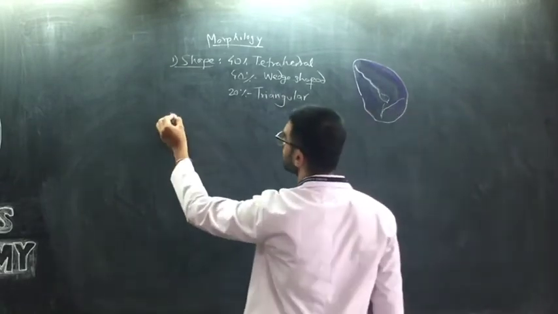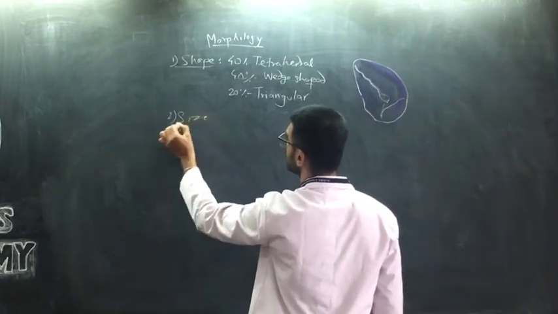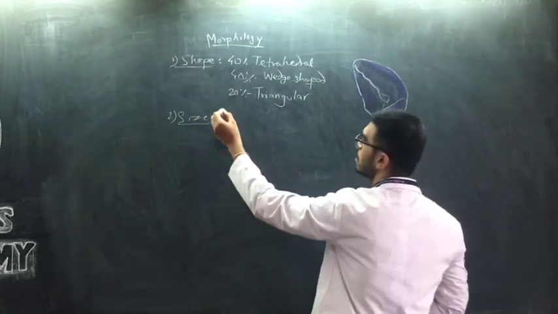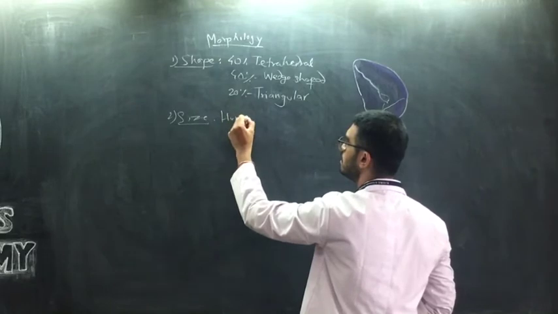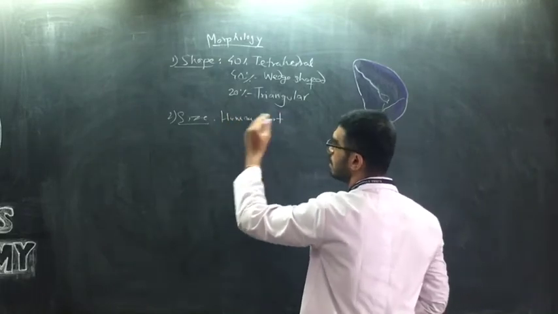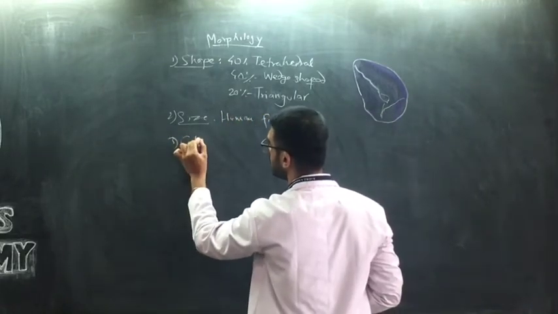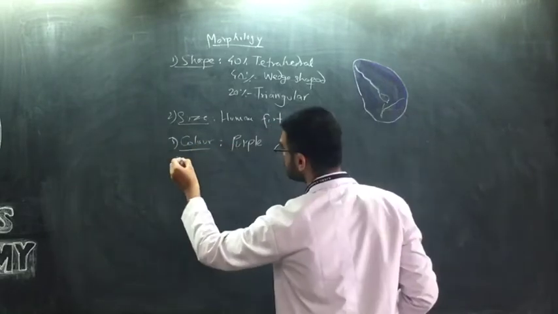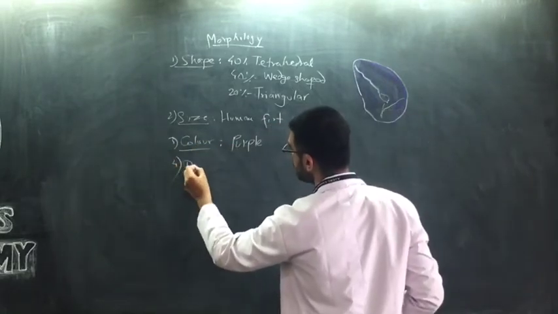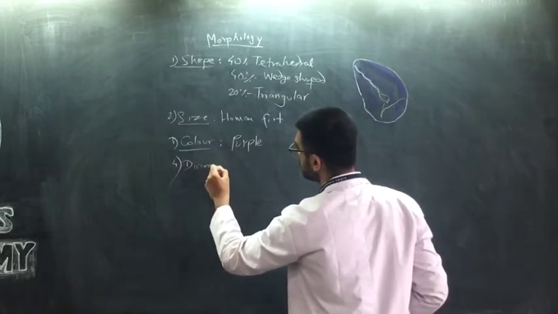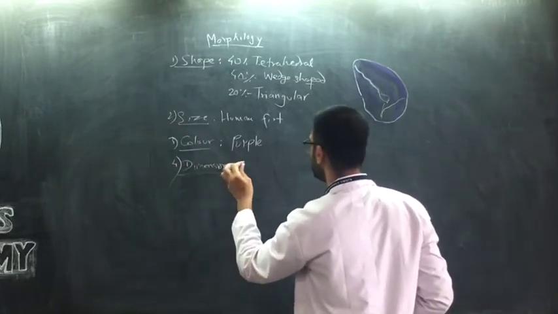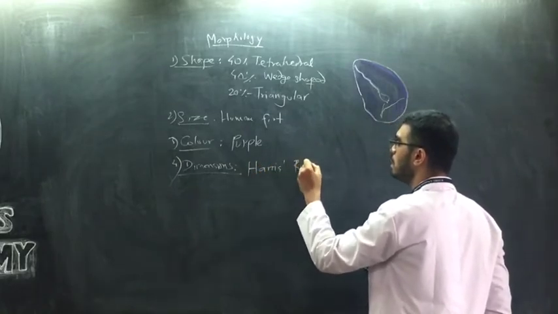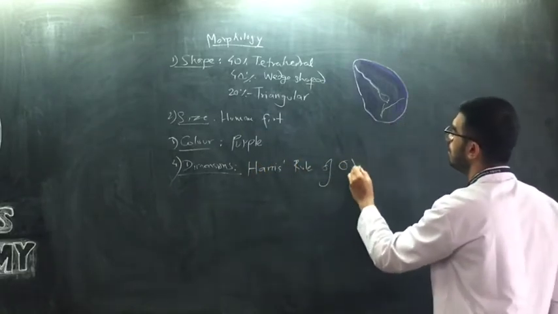Next, let's talk about the size. The size is that of a human fist. So I'm just going to write human fist here. Color, as you can see, purple. Next, we're going to talk about the dimensions. Now, in case of the spleen, it's really easy to remember the dimensions by what is known as Harris's rule or dictum of odd numbers.